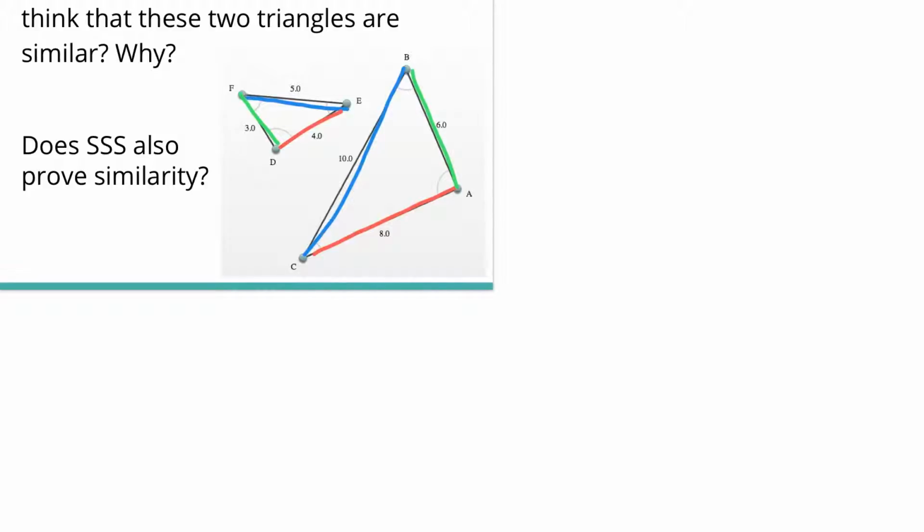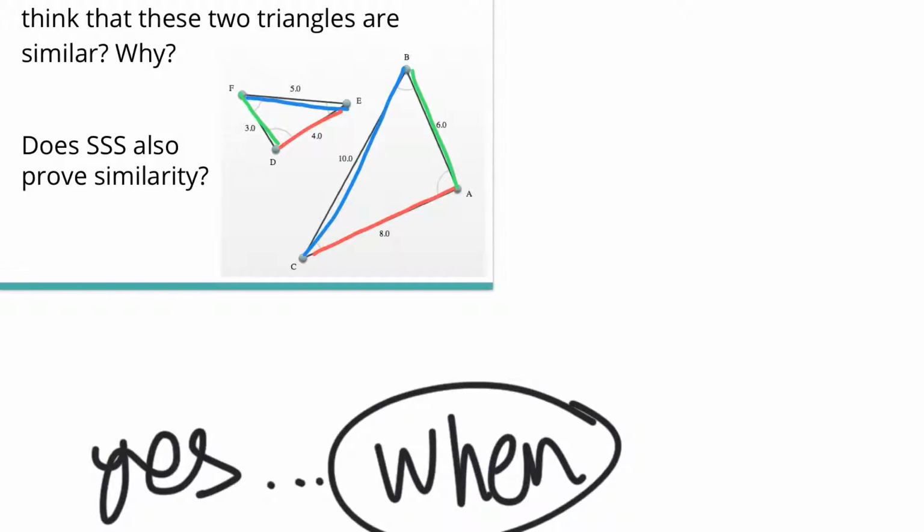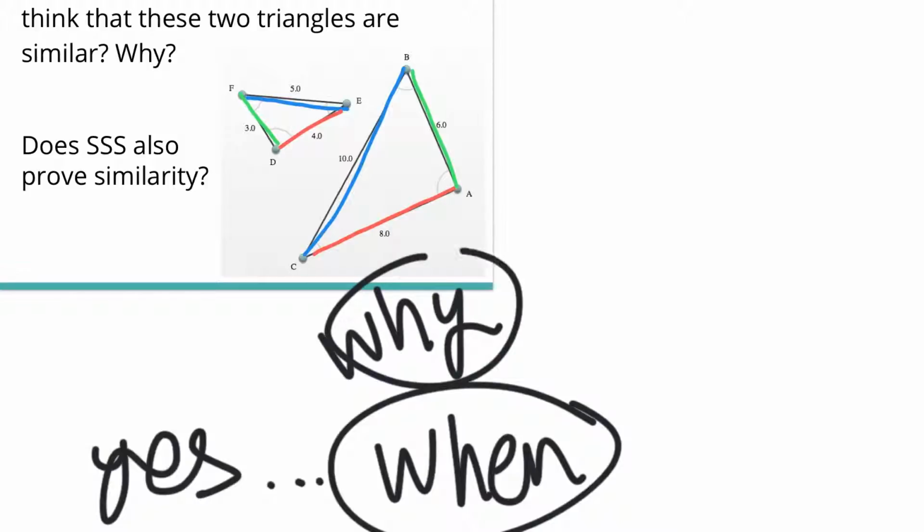Now, you already know this. So this SSS proves similarity. Short answer is, I'll tell you the answer. Yes. But you should tell me when. When does it prove similarity? And why? Why does it prove similarity? Try to answer those real quick.